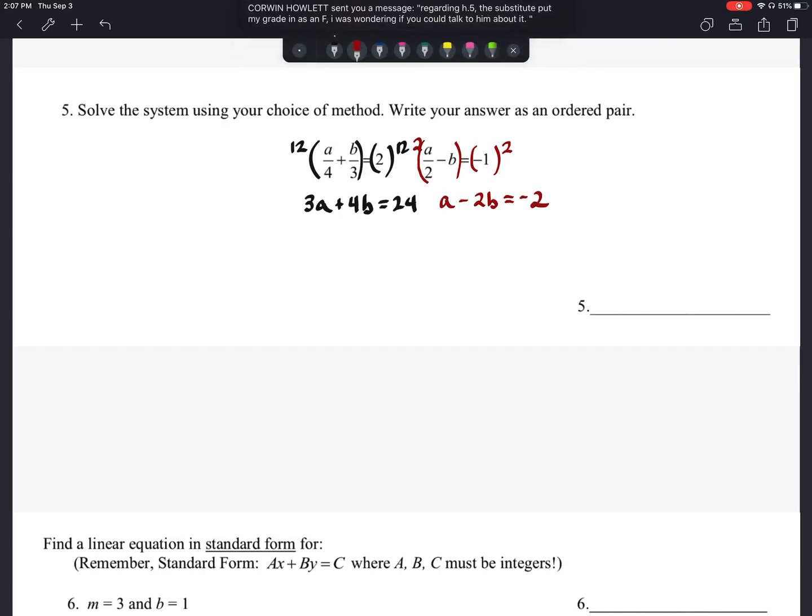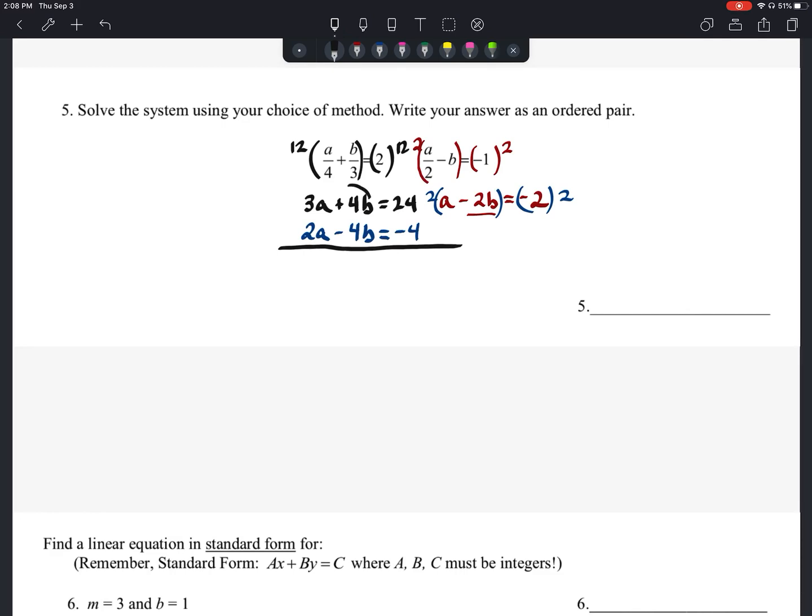All right, let's do some elimination here. I see that a minus 2b equals negative 2. If I want to eliminate the 4b using the negative 2b, I'm going to have to double this negative 2b. So let's multiply all of this times 2, and then I'm going to write it underneath this other equation. So 2 times a is 2a. 2 times negative 2b is that negative 4b that we're looking for. And 2 times negative 2 is negative 4.